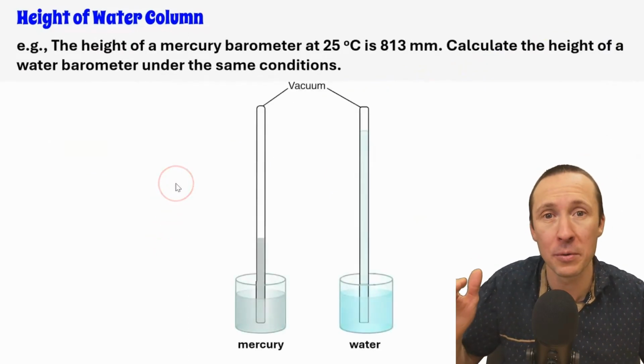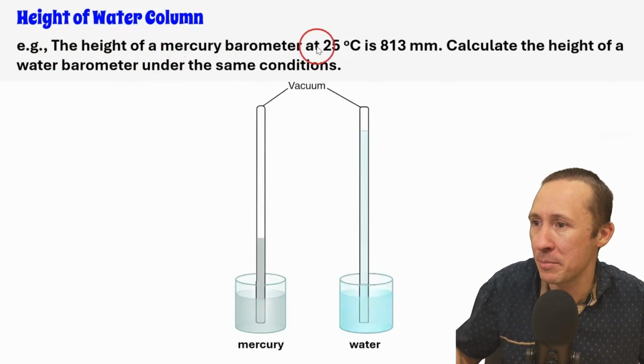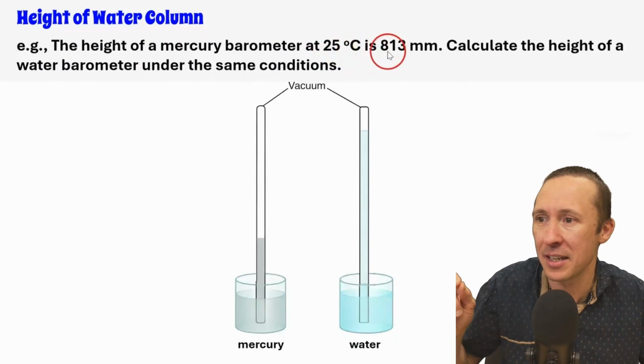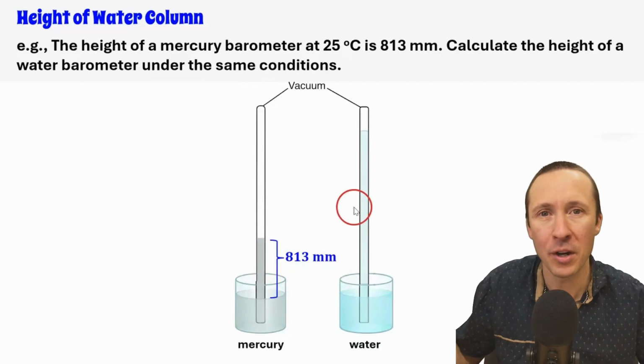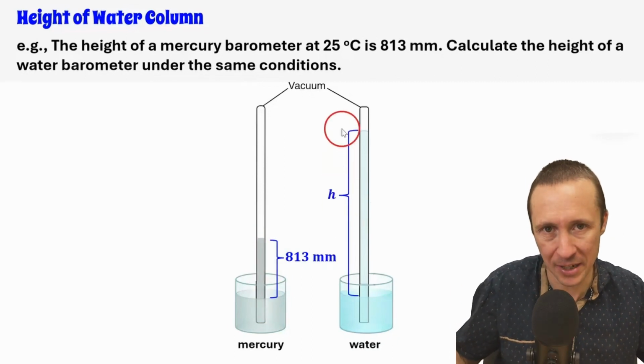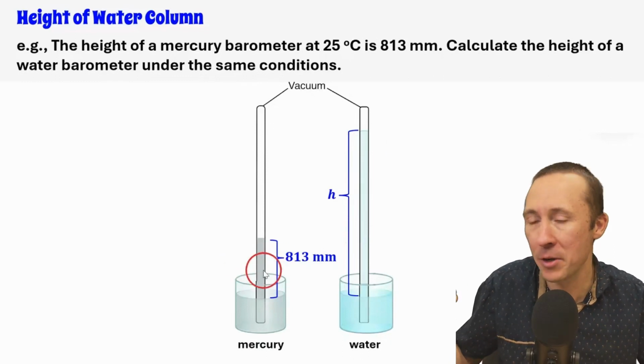Okay, another super popular exam problem is this. We have the height of a mercury barometer at 25 degrees Celsius. It's say 813 millimeters. So this is our mercury barometer. We want to know what the height of the water barometer would be. So basically the height of the column if we were to switch the fluid from mercury to water.